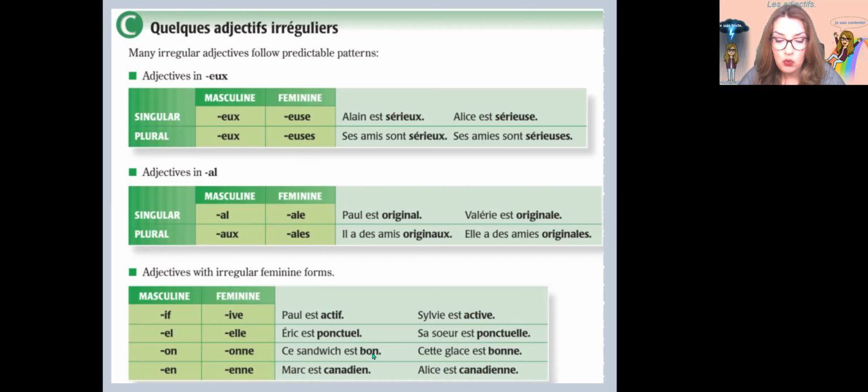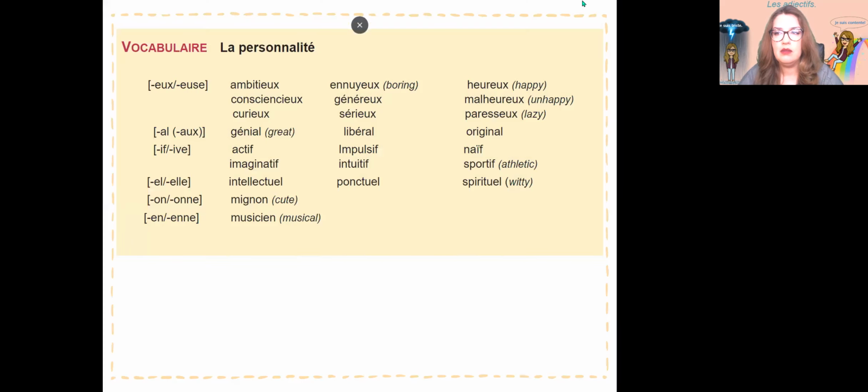Sa sœur est ponctuelle. So same pronunciation, different spelling. Ce sandwich est bon. Cette glace est bonne. Bon, bonne. Marc est canadien. Alice est canadienne. Here is a list of these adjectives of personality. I already read them for you. Voila.